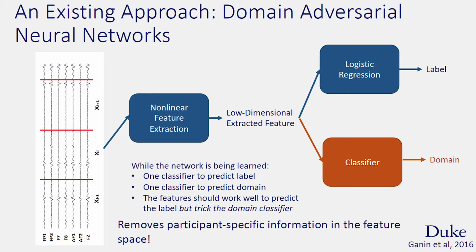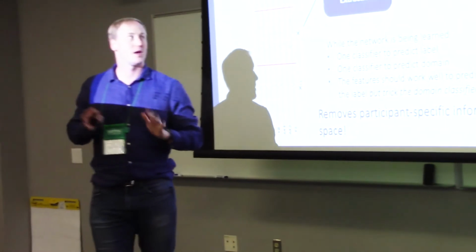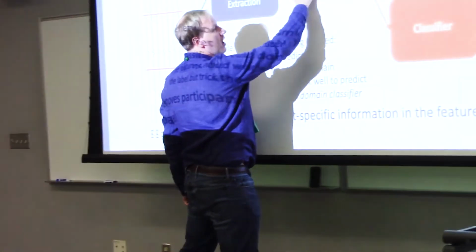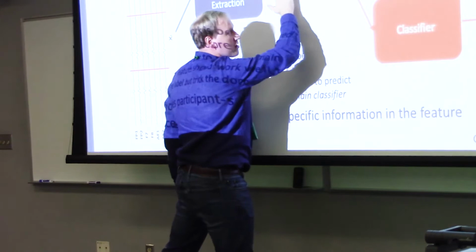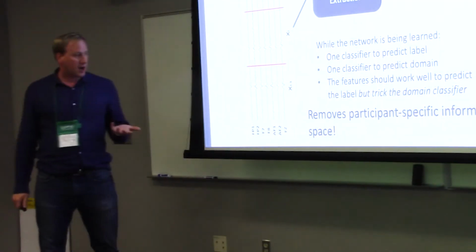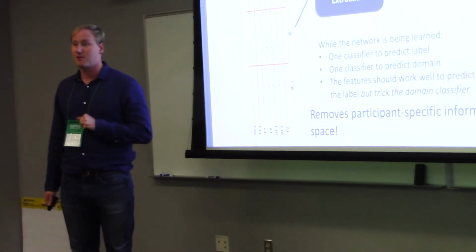And the key thing here is that your nonlinear feature extractor wants to do really well on this task, and it wants to confuse your domain classifier. It wants to say, we don't want to capture any domain information. So you can say this is adversarial training, because you want to learn features that do not do well at the domain task. We remove participant-specific information in the feature space.